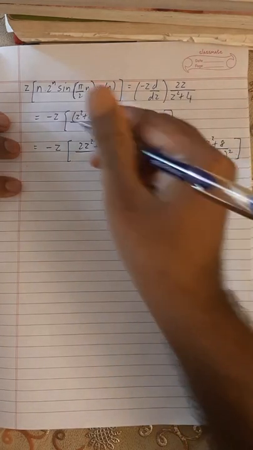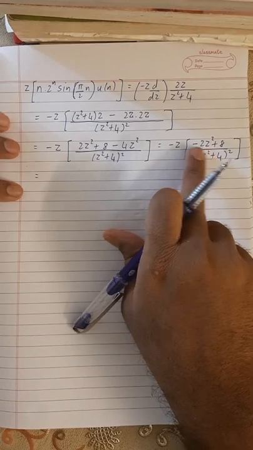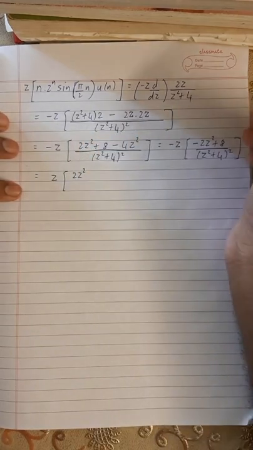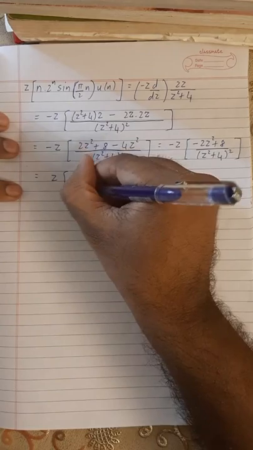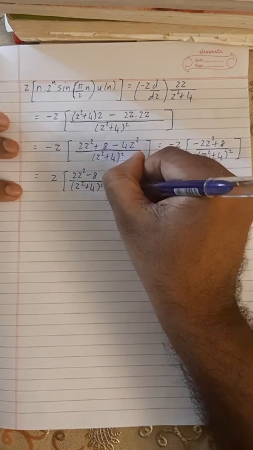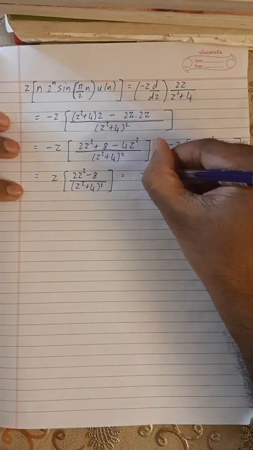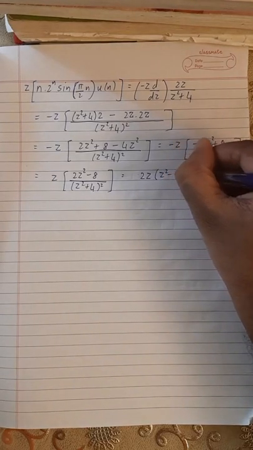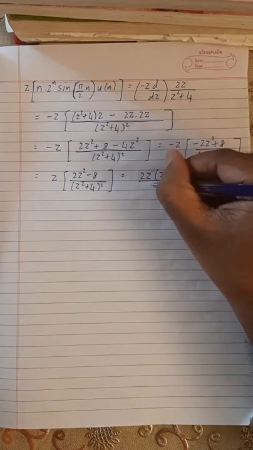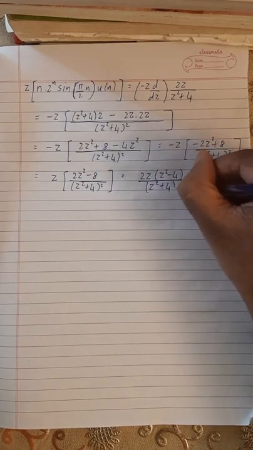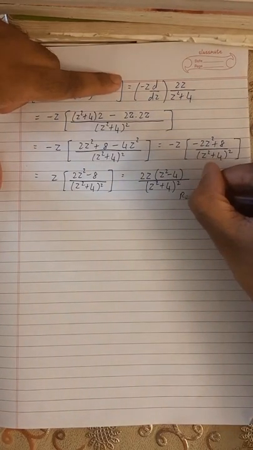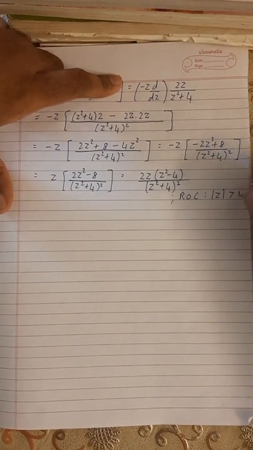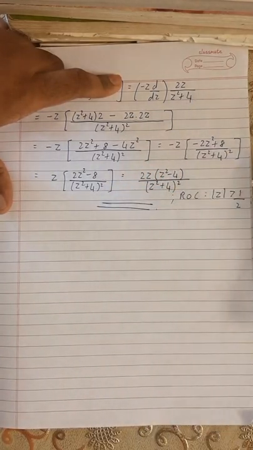Minus of minus becomes plus, so this becomes z into 2z square minus 8 by z square plus 4 the whole square. I can take 2 common, so the answer is 2z into z square minus 4 by z square plus 4 the whole square, and your ROC is mod z, no change, that is mod z greater than 1 by 2. So this is your final answer.